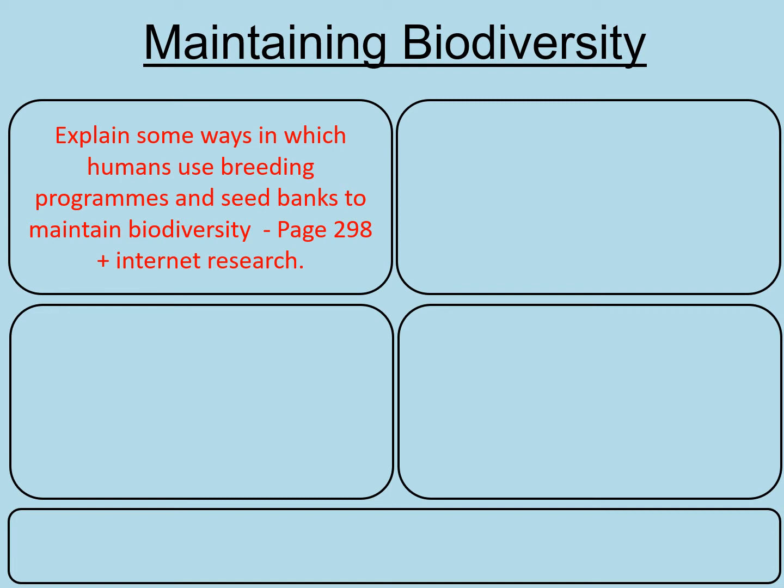So the first thing on your poster is to fill in the top left section. I'd like you to explain some ways in which humans use breeding programs and seed banks to maintain biodiversity. To add to the information I've already given you, you could look at page 298 in your biology books on Kerboodle, and you could also carry out some internet research. So pause the video here, fill in that section, take about 5 minutes to do it, and then press play when you're ready.